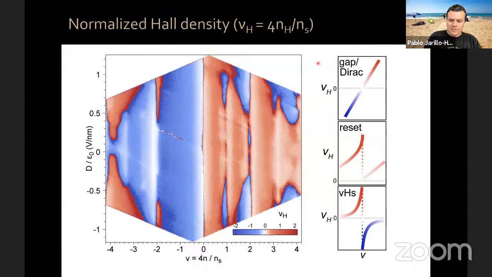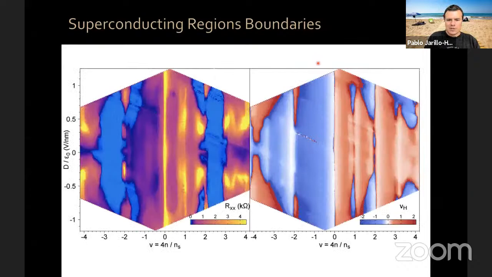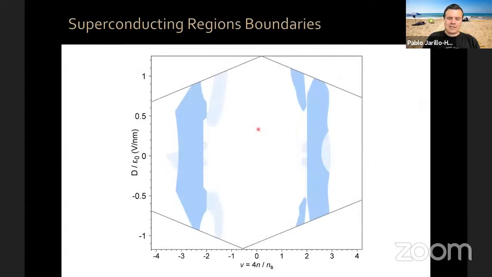Okay, so now that we have these two phase diagrams, let's compare them, and in particular, pay attention to the superconducting region's boundaries, okay? So we can go and look in this phase diagram. I'm going to superimpose them, but schematically, because otherwise it will be a little bit messy. So this is the resistivity phase diagram, the superconducting phase boundary diagram. Dark blue means very strong superconductivity, light blue means weak superconductivity, but still present.